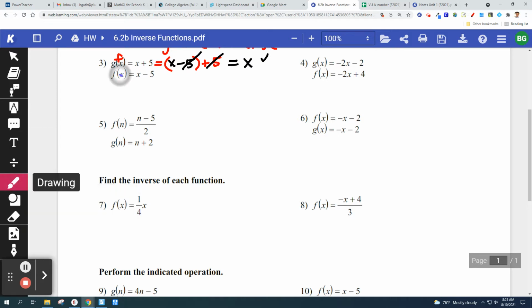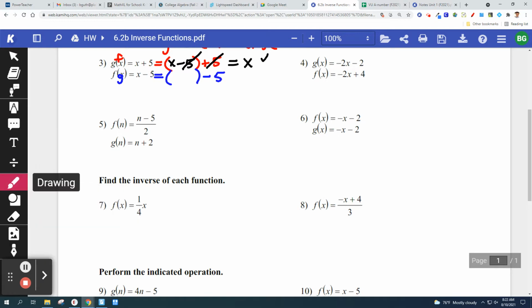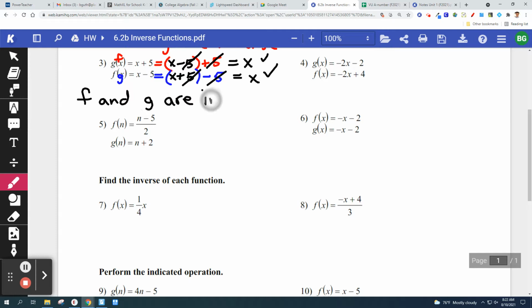For the f function, I'm going to plug in g. And so the f function says something minus 5. If I plug in that g function, I plug in x plus 5. And again, the plus 5 and the minus 5 just cancel each other out. We're left with x. That's what I want. That leads me to believe that f and g are inverses.